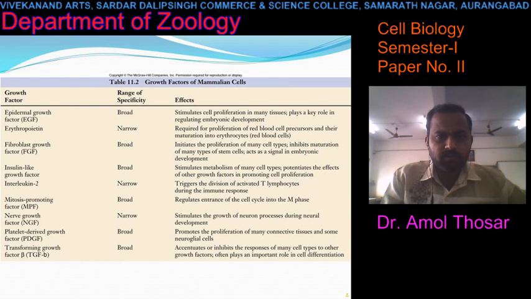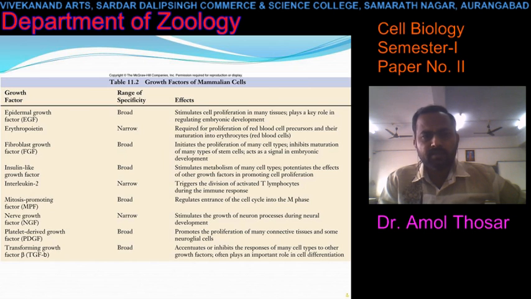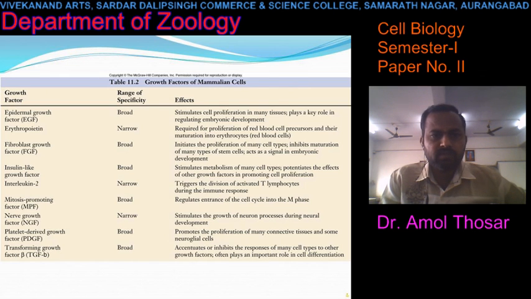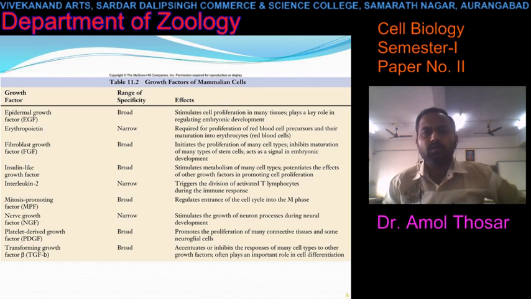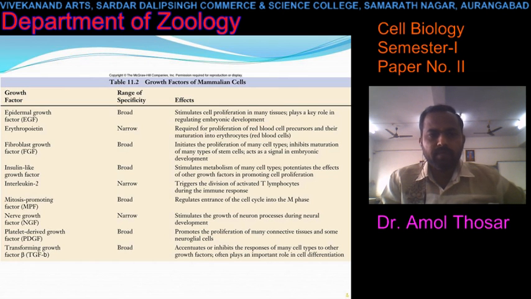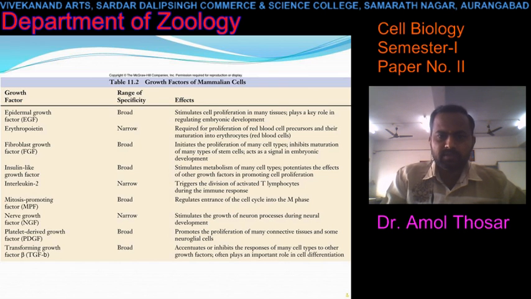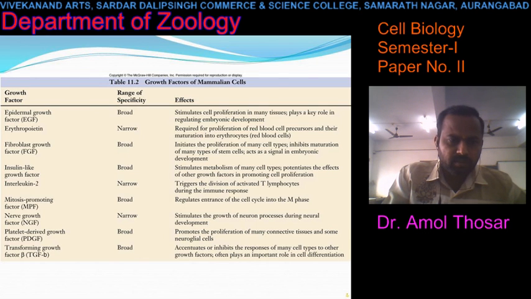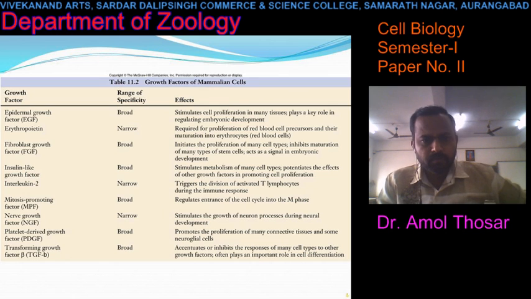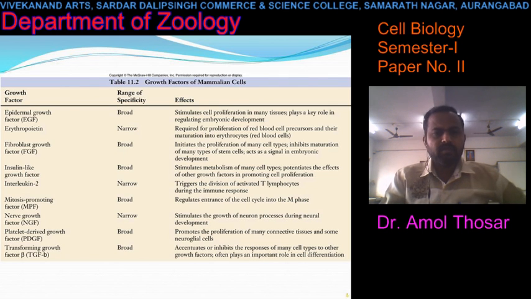This table shows the growth factors of mammalian cells. That is epidermal growth factor, EGF. Its range of specificity is broad, and its effect is to stimulate cell proliferation in many tissues. They play a key role in embryonic development. Erythropoietin has a narrow range of specificity, and these are its effects. The other growth factors are NGF, PDGF, and TGF, with their effects.